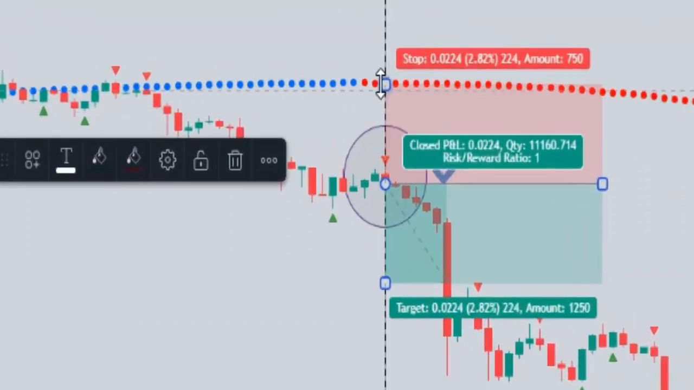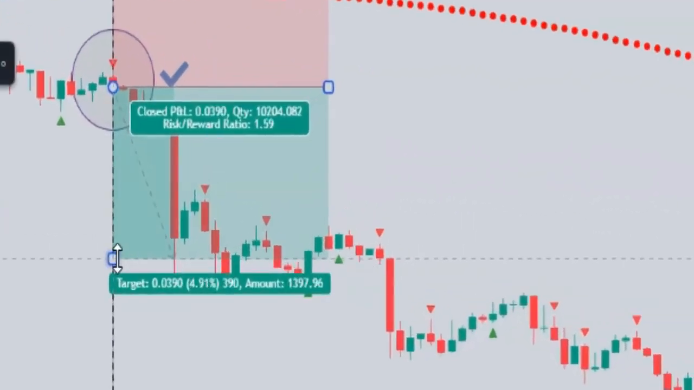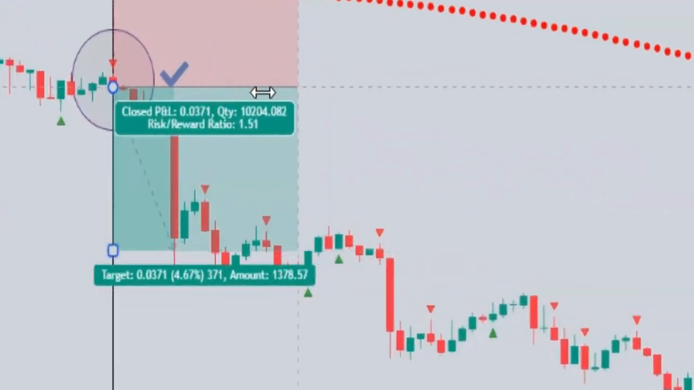Our stop loss would be slightly above the recent swing high, and a great take profit for this strategy would be 1.5 times greater than the stop loss.